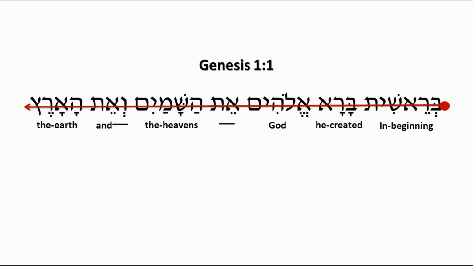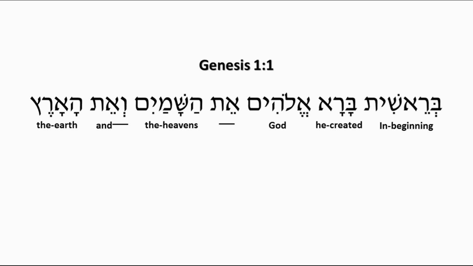Each English phrase beginning at the right is read from left to right, and then the next phrase at the left is read from right to left, and so on. So, for example, this phrase, "in beginning," is a translation of the Hebrew word above it, which is Bereshit.